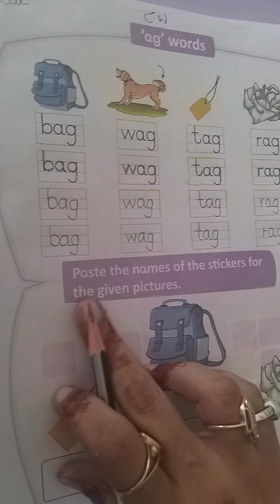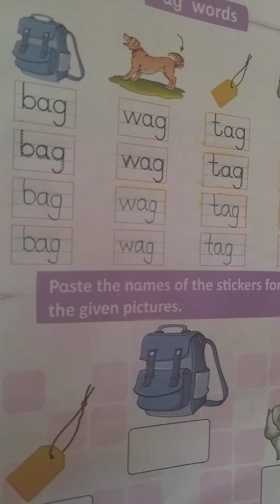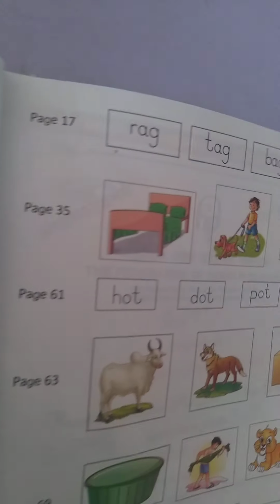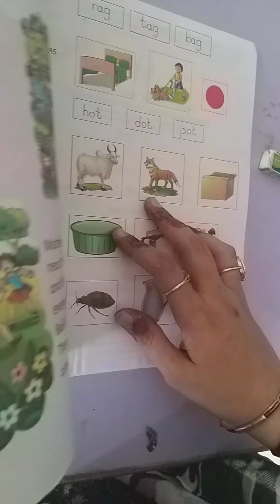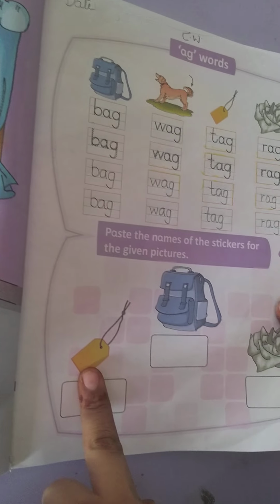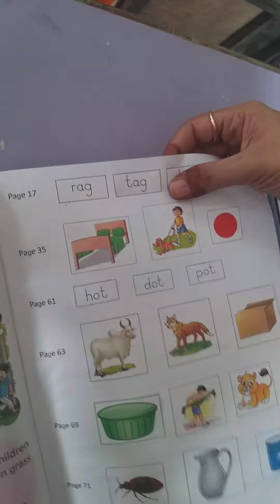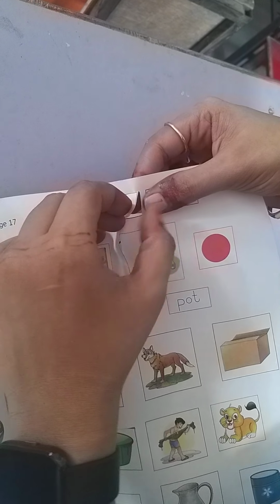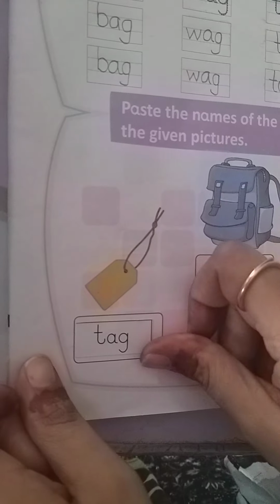Now we will do a small activity. What is written? Paste the name stickers for the given pictures. Now this book provides us some stickers. First we will see the page number. What is the page number? 17. And we have to tally with this page number 17. Now what is the first picture? Is it bag? No. Tag? Yes. Then we will remove the sticker.